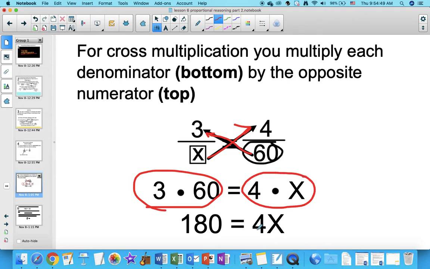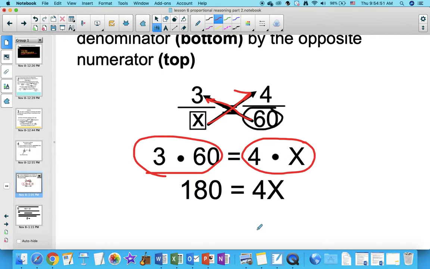Now I'm going to solve, or simplify, this equation. Well, 3 times 60 is 180, right? So we can write that. And 4 times x, I can just write as 4x. Saying I have 4 x's. That's it.